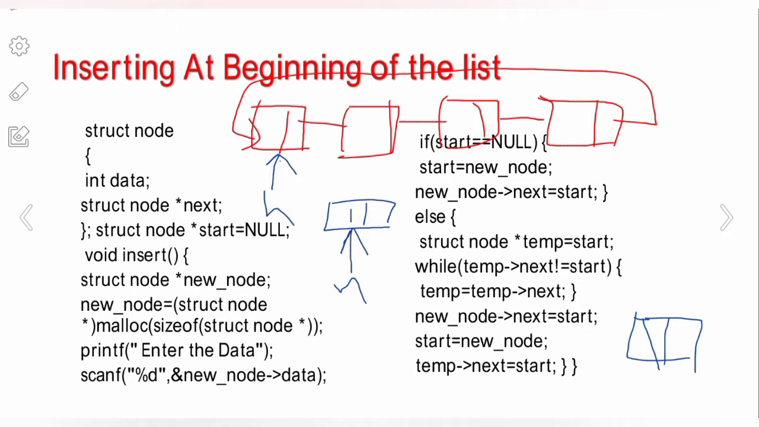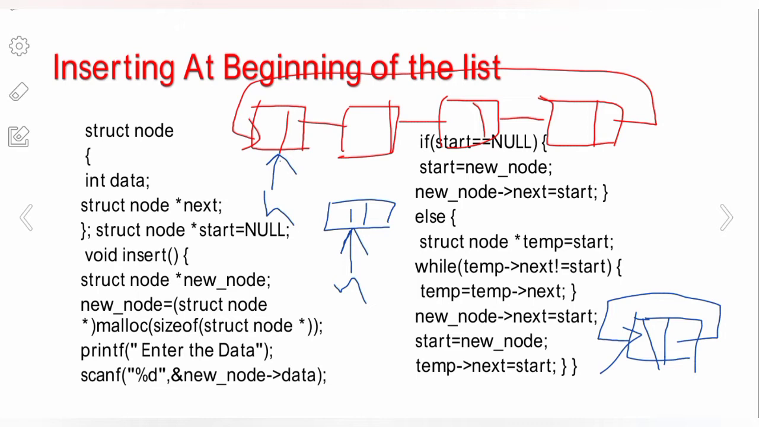Then new node implies next equals start. That means it is going to point to itself if the header value is null, meaning there are no nodes in the linked list. Suppose it is not like that, and we have some nodes in the linked list, then we are going to execute the else code.